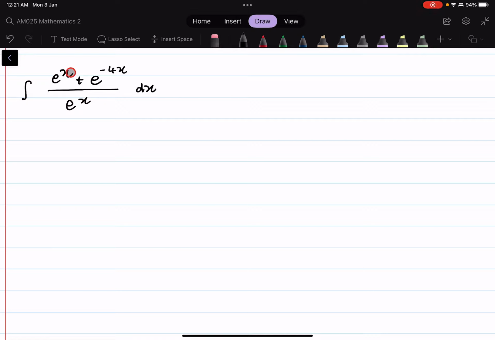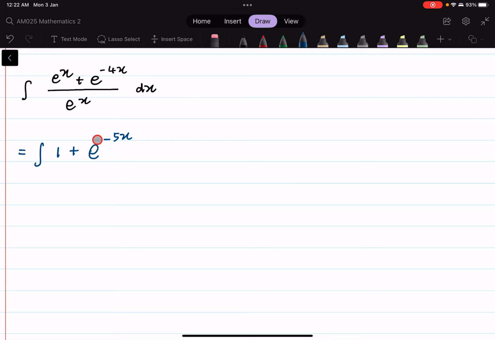Integrate e^x plus e^(-4x) divided by e^x with respect to x. So let us divide the numerator by the denominator, because in the denominator there's only one term, so it will be easier if we divide first. So e^x divided by e^x is 1. e^(-4x) divided by e^x is e^(-5x).